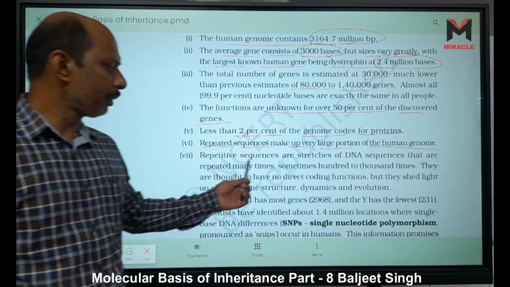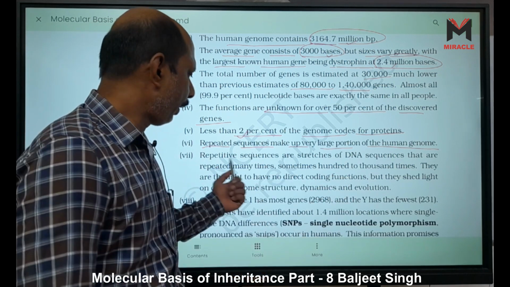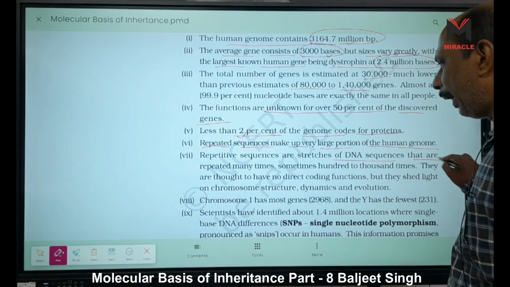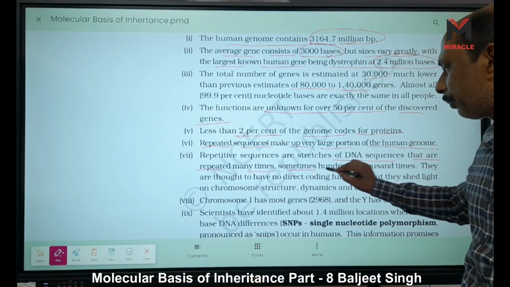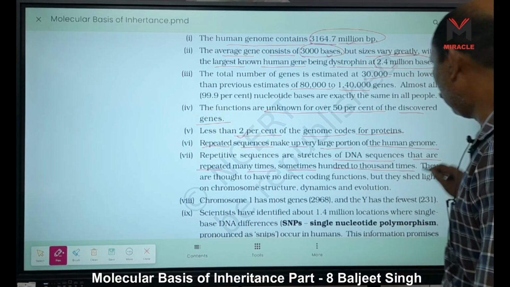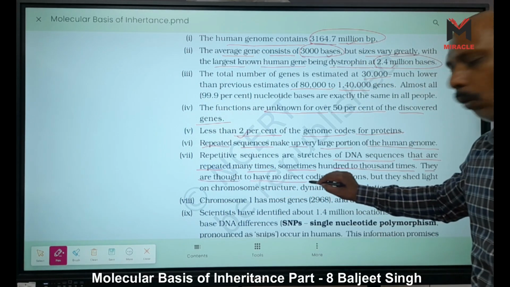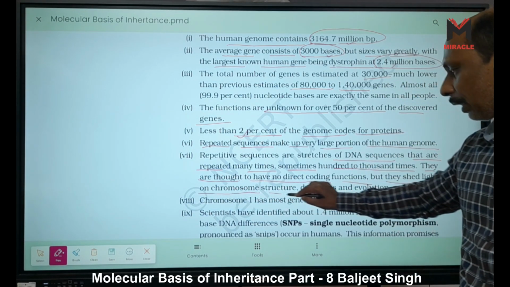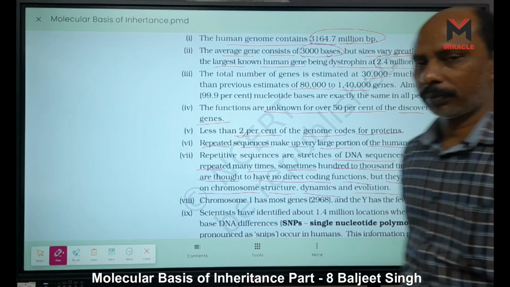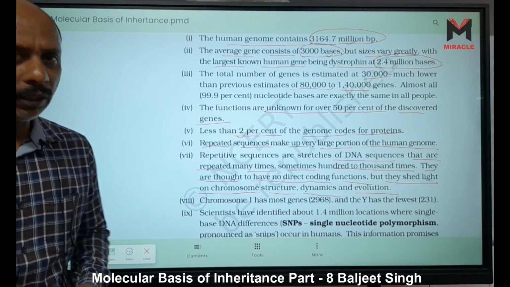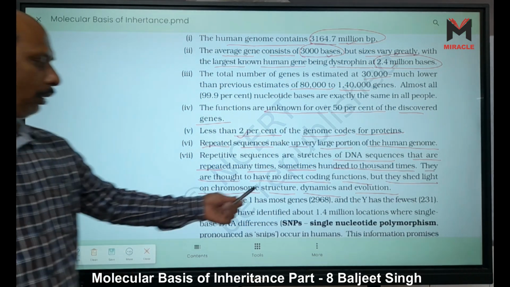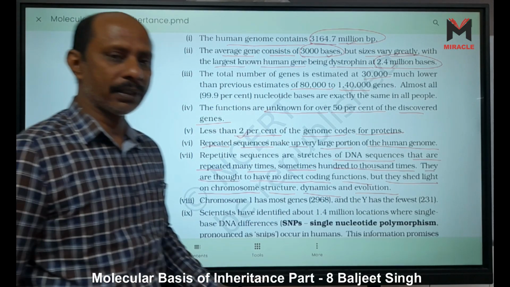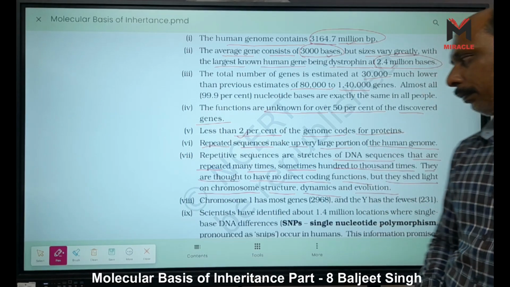Now, seventh is that repetitive sequences are stretches of DNA sequence that are repeated many times, sometimes 100 to 1000 times, right? They are thought to have no direct coding functions, but they shed light on chromosome structure, dynamics and evolution. They have no coding functions, meaning they cannot code any messenger RNA, meaning they are not active.